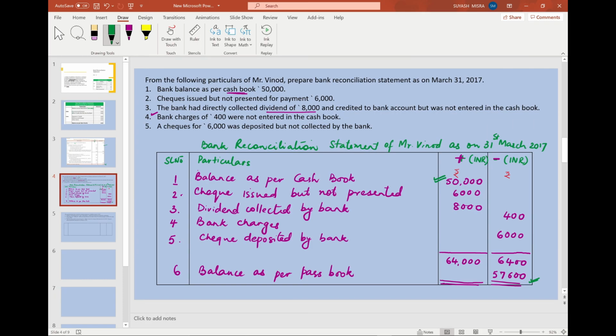Right, student? And after that, I'm going to divide it in three parts. First part I've taken as balance as per cash book and arrived at passbook. The other one I will say that when I start with my bank statement and arrive at my cash book. And the third one I'll be dealing with overdrafts. Right, student? So this is what you have learned.